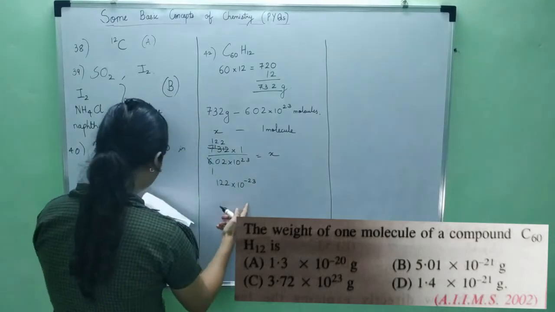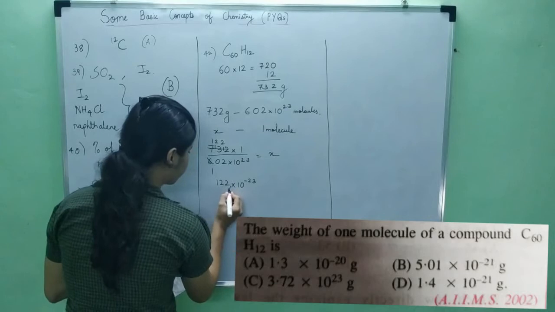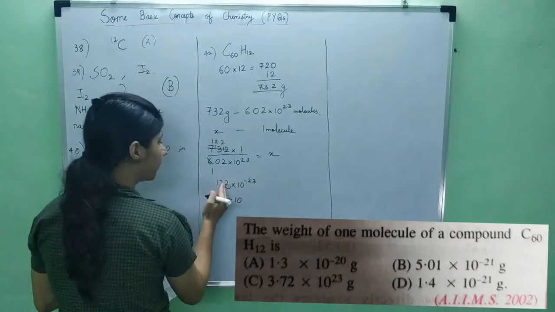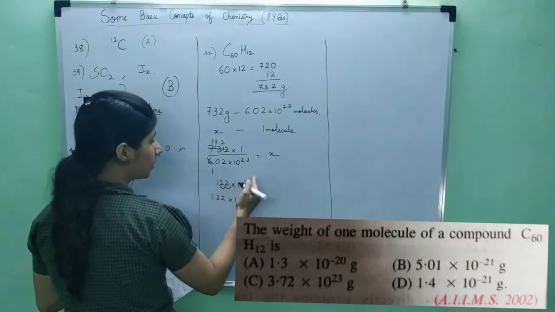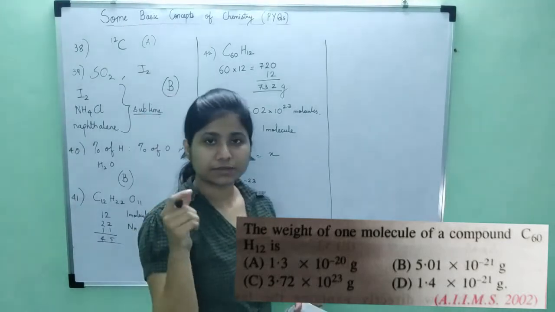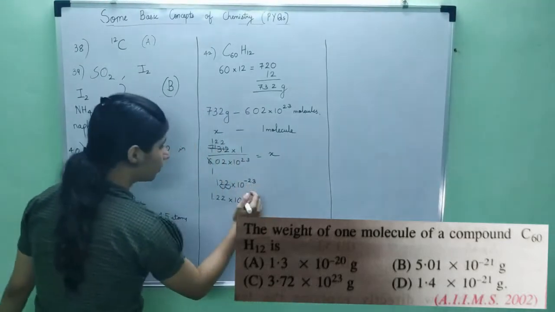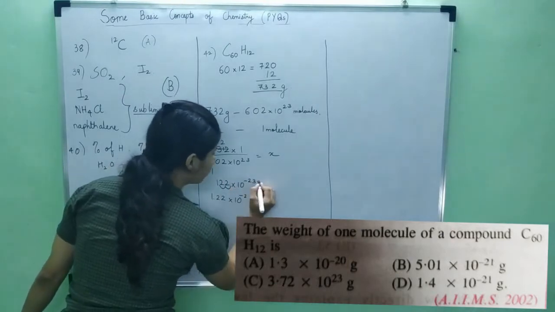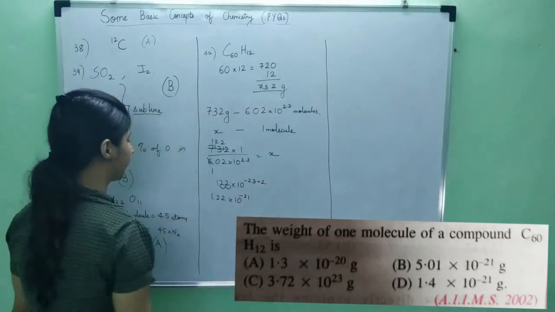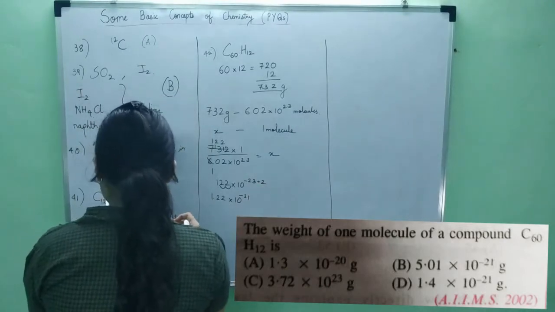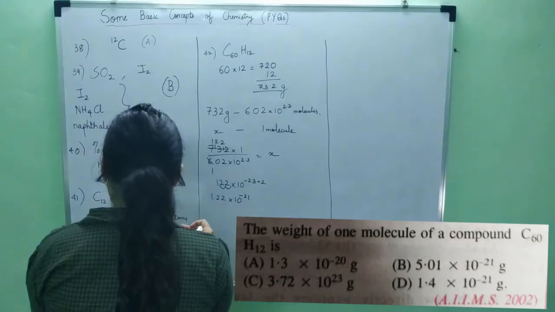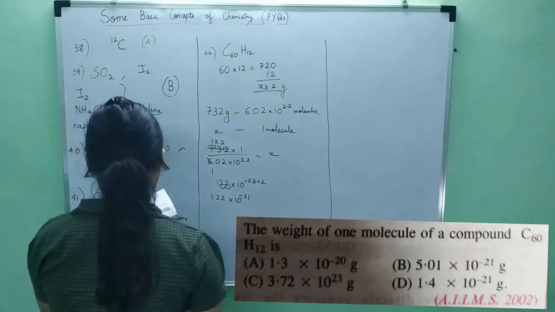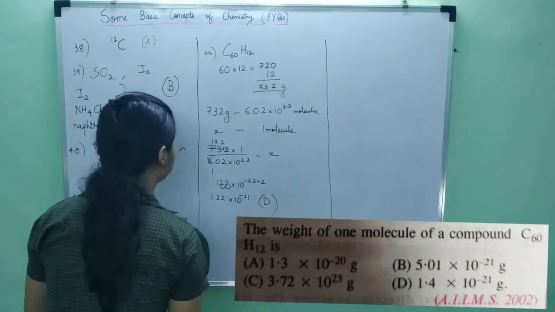Now I'll have to keep this in scientific notation, so I'll have to shift the decimals. So this becomes 1.22 into 10 to the power... Now I have reduced the number, so I'll have to increase the power. In negative, an increment means a decrease of the magnitude. So from 23 we'll increase by 2, and this becomes 21. So the closest option is D. We also have to look at the power. So the answer is option D.